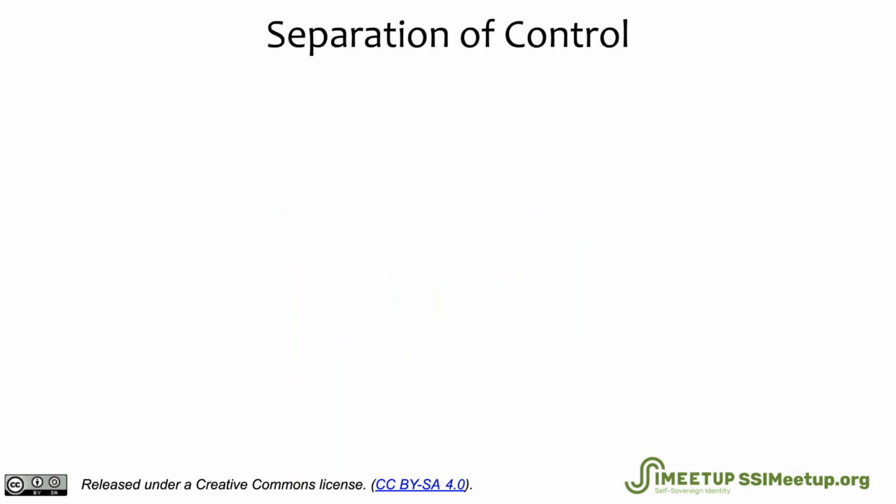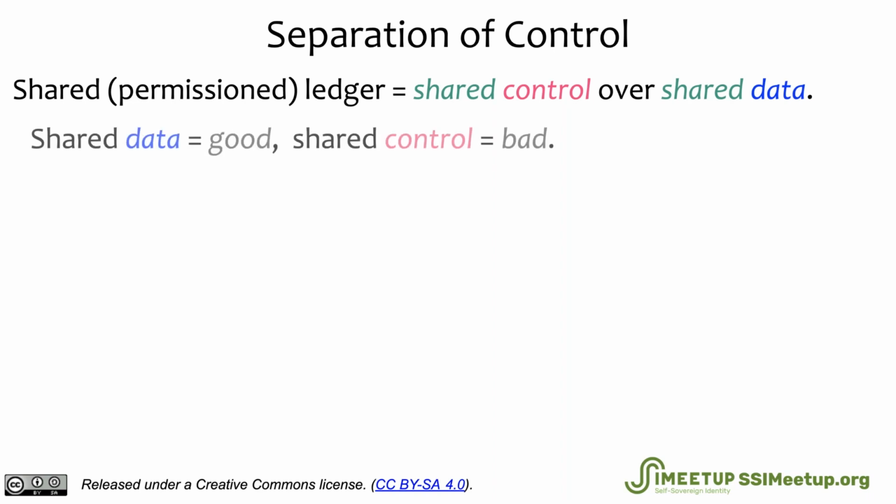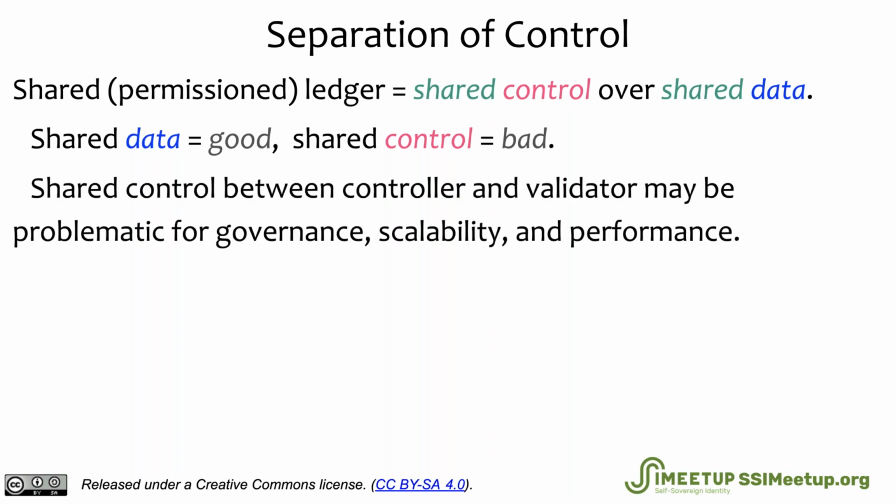And that's the key difference with KERI. So what KERI does is it introduces the idea of separation of control. So a shared permission ledger has shared control over shared data. So shared data is good. The shared data is the key event log. The shared control is bad because, well, I got to get people to agree, to permission, to work together, to do whatever they do to make sure that shared control works. And that's a lot of work. That's bad, relatively speaking.